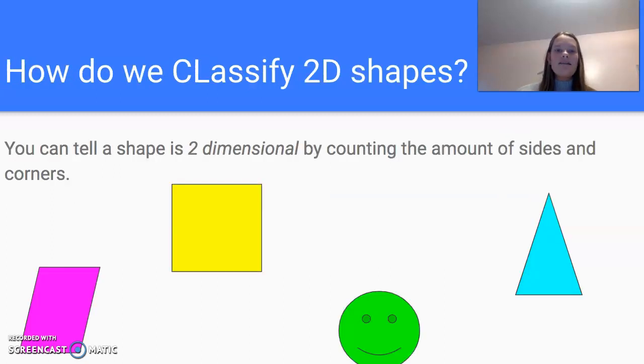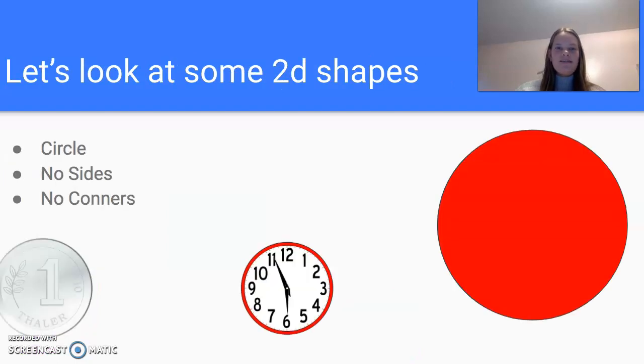So how can you classify a two-dimensional shape? You can tell that a shape is two-dimensional if it only has a maximum of 8 corners and 8 sides. So how can you tell if a shape has a maximum of 8 corners and 8 sides? You count them. So let's look at some two-dimensional shapes.